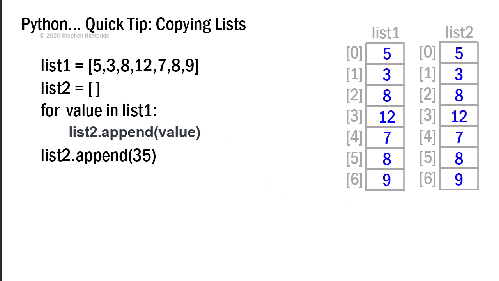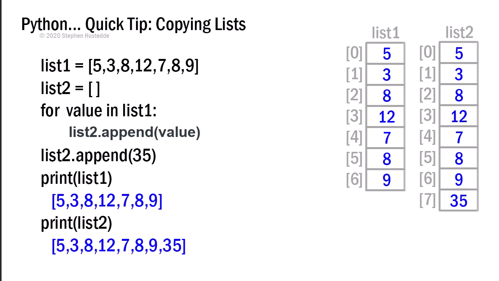So if I then say list2.append(35), I would get an element 7, or my 8th element, as being 35. And so if I print list1, it's going to show the original values of list1. If I print list2, it shows the amended value with the element 35. So that is the quick tip on how to copy a list: create an empty list and then use a loop to assign the values from the first list into that new list.